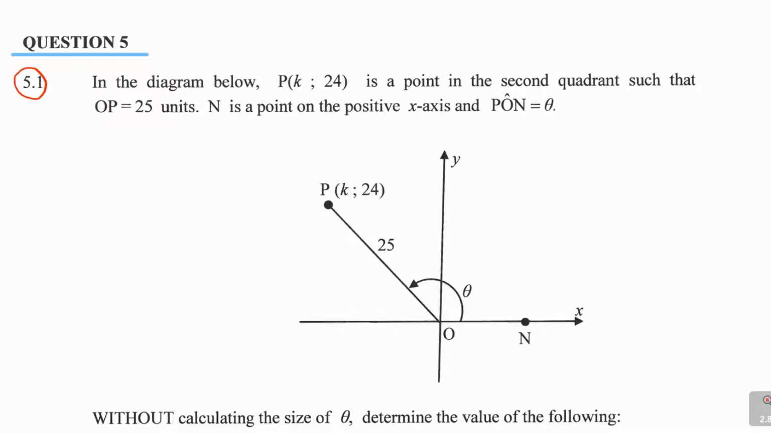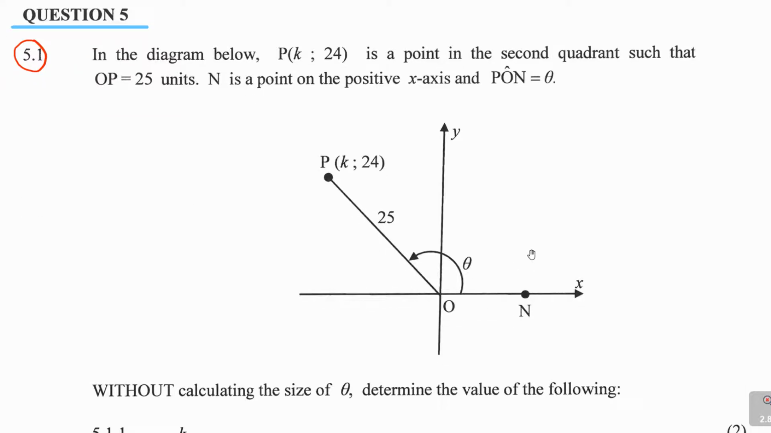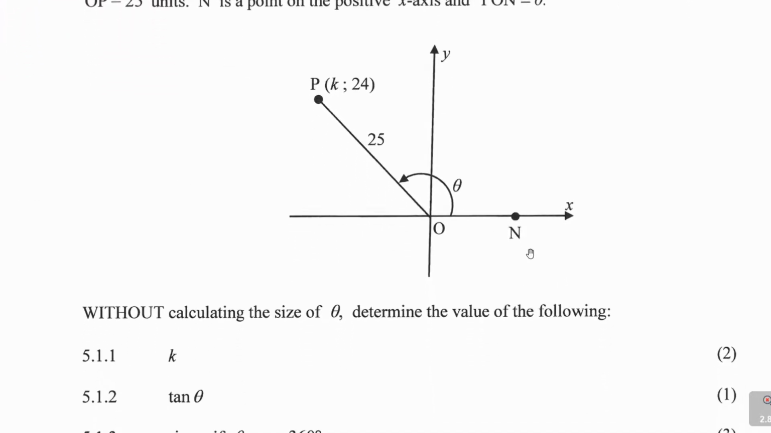Now it says here, in the diagram below, P(k; 24) is a point in the second quadrant such that OP is equal to 25 units, as you can see there given. N is a point on the positive x-axis, and angle PON is equal to theta. So they show PON there, that is that angle theta. So now they give the questions based on this diagram.